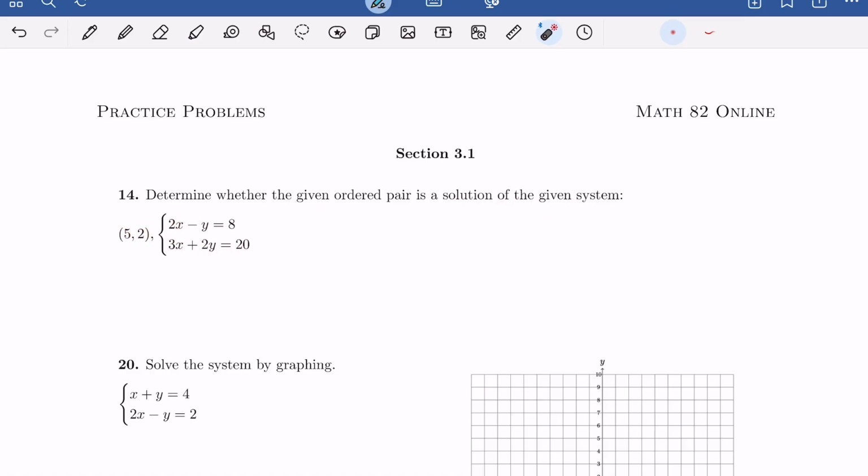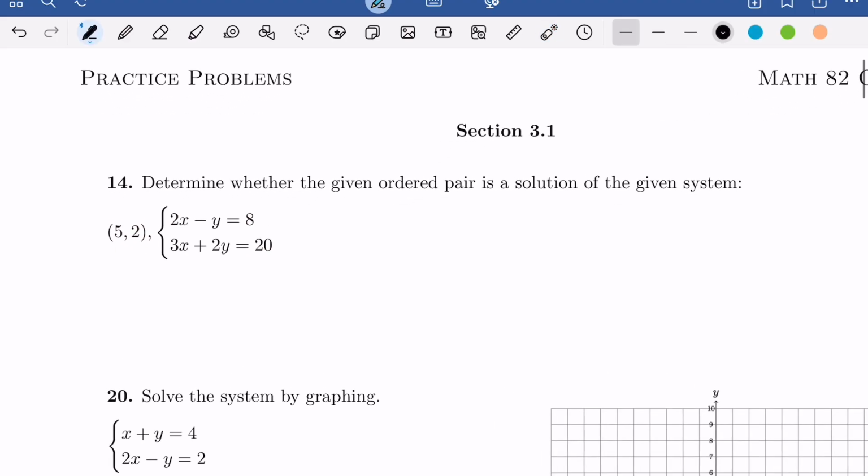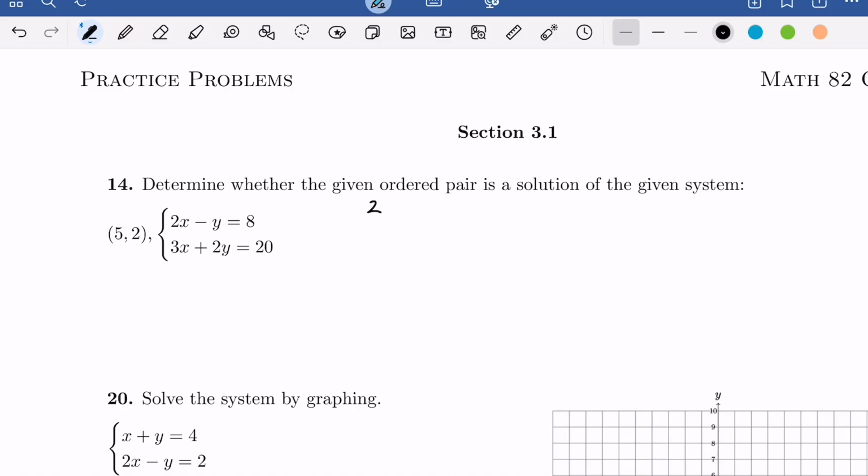In order for this to be a solution, it needs to satisfy both of these equations. So, we'll go ahead and plug in these values for x and y into this first equation here. We want to make sure that we get a true statement. Now we're going to have 10 minus 2 on the left-hand side. So we get that 8 is equal to 8, which is a true statement. So that means this is going to be a solution to this equation here.